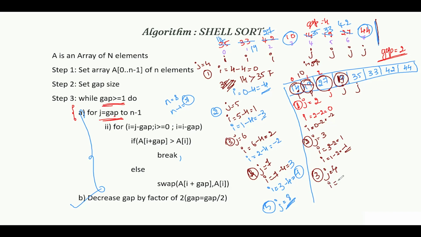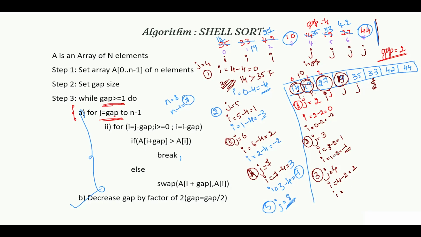Now, the I value is going to be 4 minus 2, which is nothing but 2. Again, now the I value is over here. And then I'm going to compare. J value is 4, so 0, 1, 2, 3, 4. Sorry, J value is here, 35. I'm going to compare 27 and 35 and I see that there is no swap required. Hence, I will simply increment the I value.